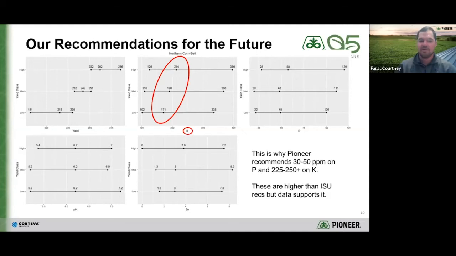One thing that we've noticed is we have a lot of universities recommending maybe a little bit lower than what our Pioneer reps are recommending locally. We're recommending 30 to 50 parts per million of phosphorus, and you can see we're hitting that pretty commonly at all yield levels, but it's where the potassium comes in that we're recommending anywhere from 200 to 250, which is a little higher than the universities, but from our data set, we're seeing big things with yield as we continue to manage potassium.